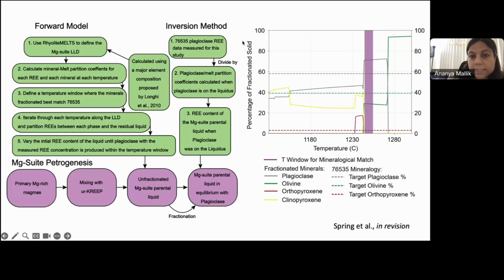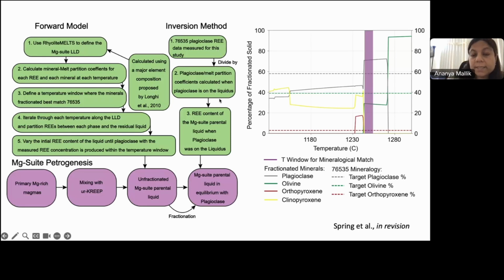And so what you can see is that you have olivine crystallizing, and then at some point plagioclase comes in, and then there is a window here, a temperature window, where both plagioclase and olivine crystallize in proportions that are relatively close to what we observe in this particular troctolite sample.